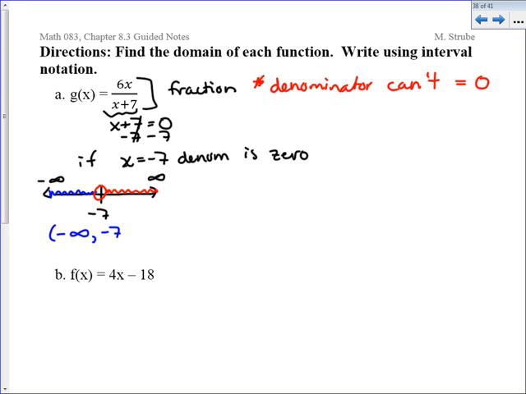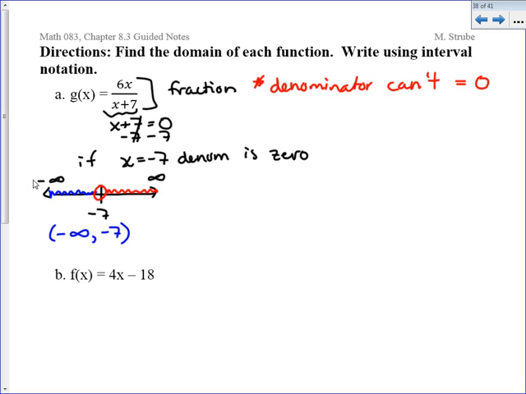Parenthesis. This is why we have that notation. Include it, don't include it. We don't want -7. It's the only value we don't want. So I'm going to put a parenthesis around the -7. So this says every number for x from -infinity up to but not including -7 will make this defined.